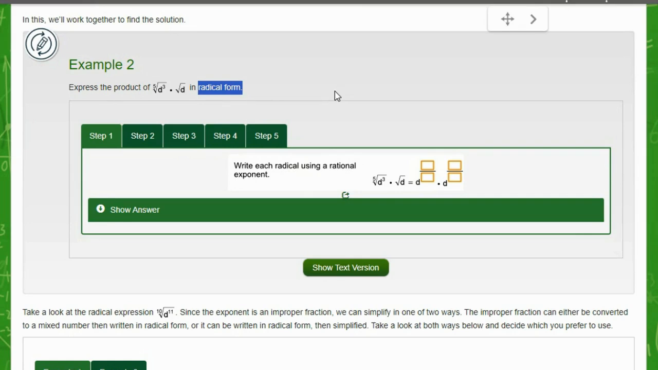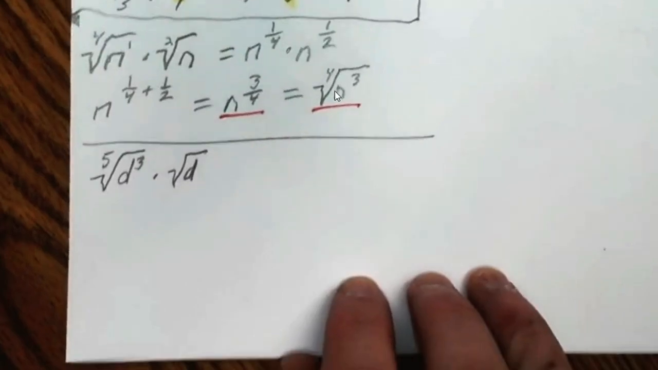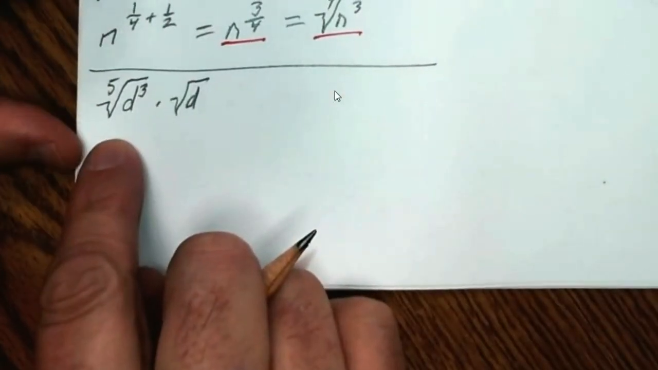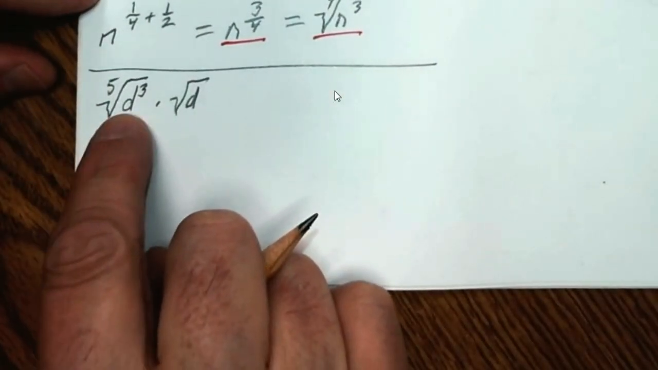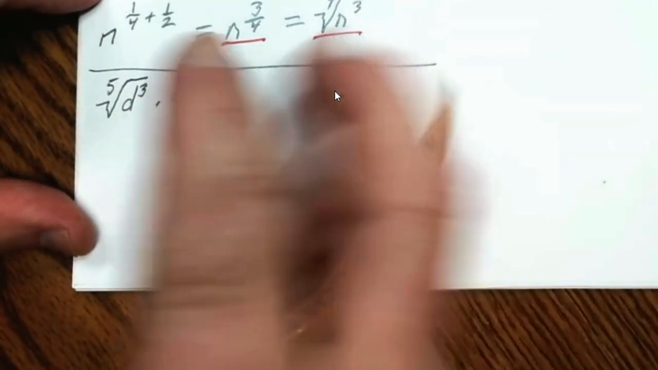We're using d this time. 5th power times the square root of d. Okay, so I've got that problem down here at the bottom: the 5th root of d to the 3rd power times d squared. So let's rewrite this as exponents.